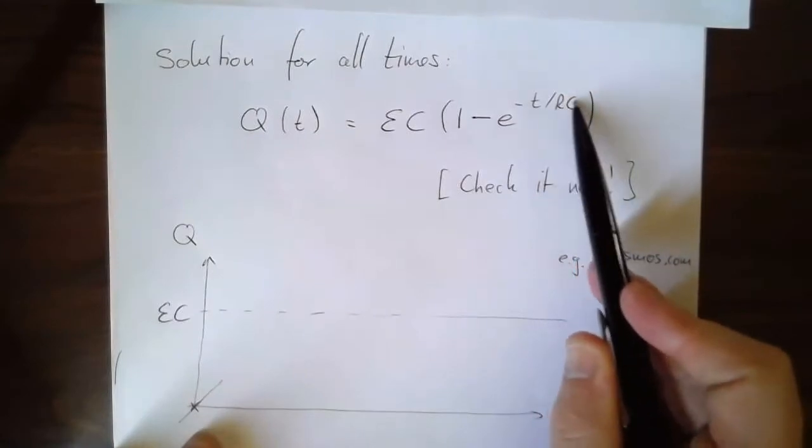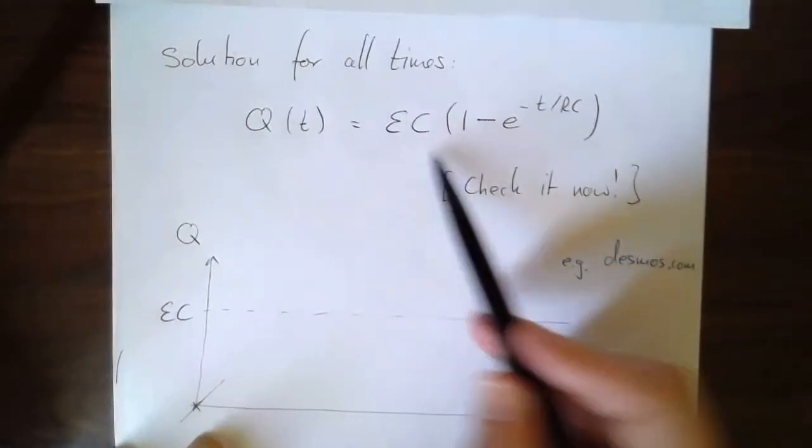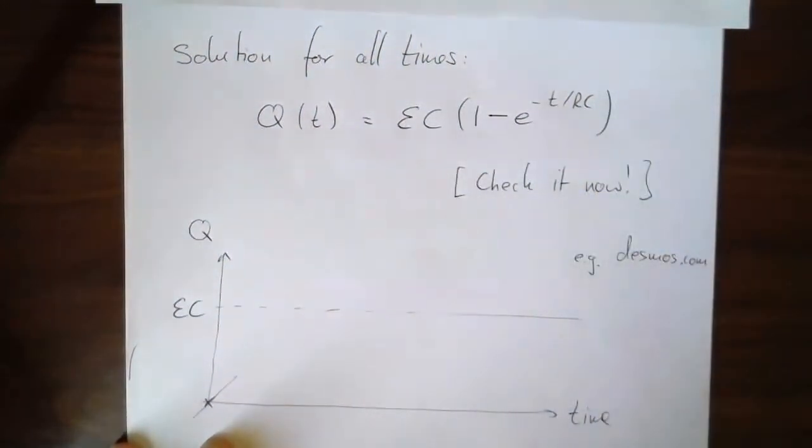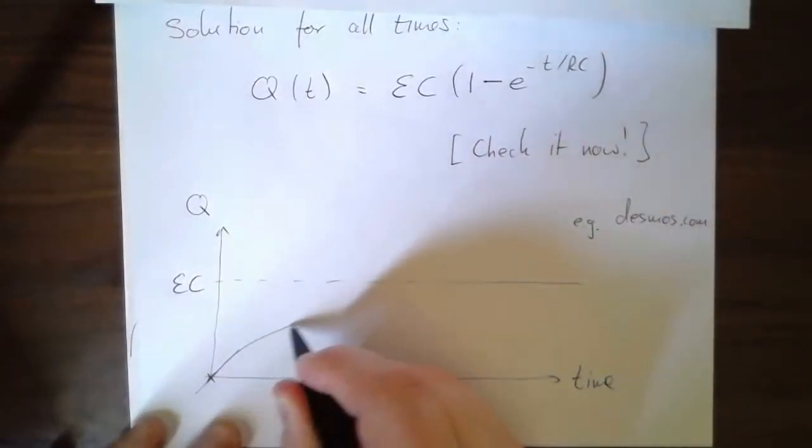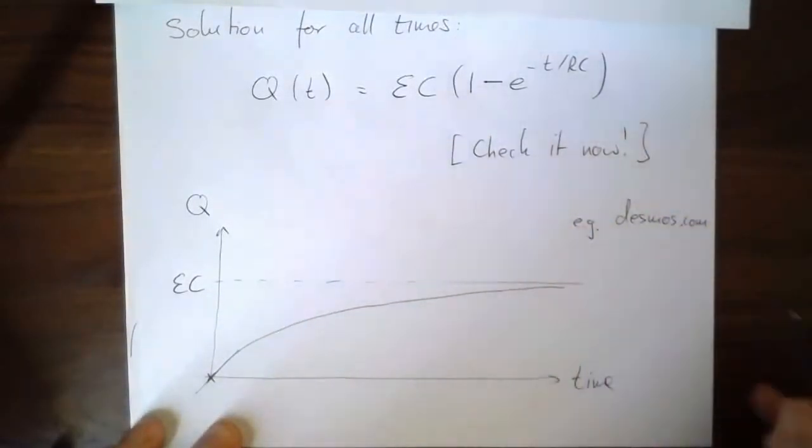Pick some numbers for this. Pick some values for this. See what the graphs look like. Play with the numbers. That's how you get an understanding. Okay, so what it looks like, you'll find it looks something like this.